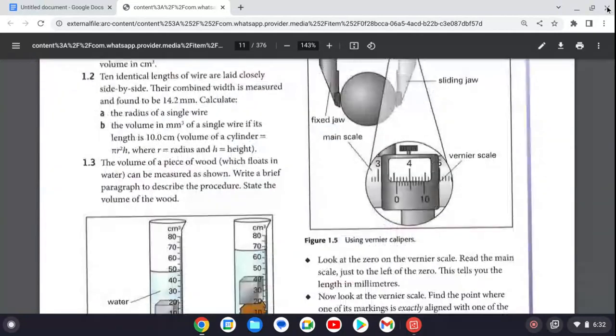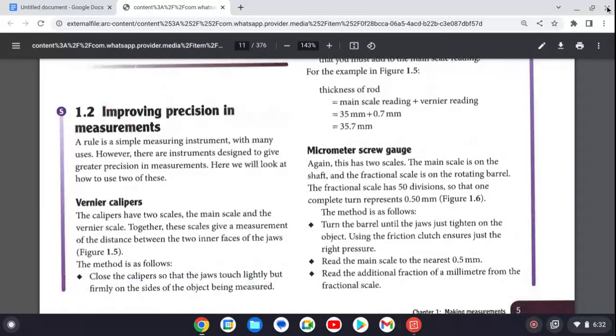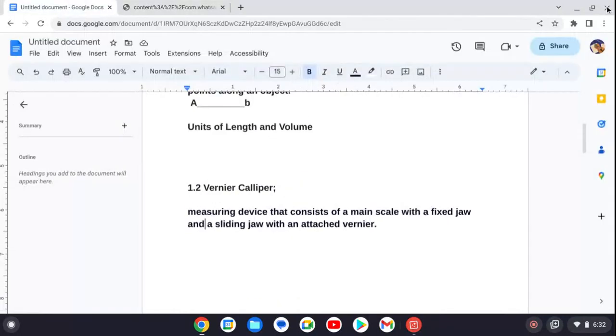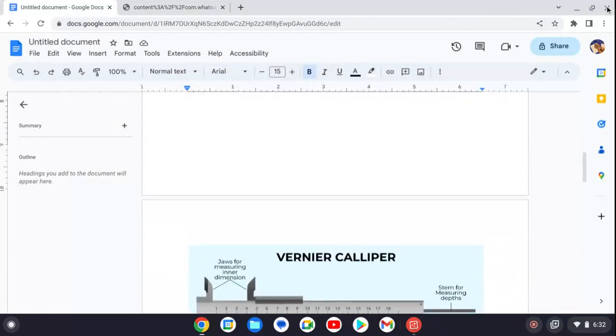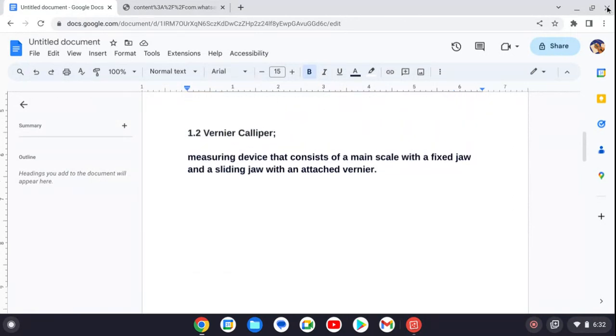Okay, so we have devices with which we can measure the thickness, the radius, the length, and the diameter of cylindrical objects. Okay, the first one is the vernier caliper. I hope that you are familiar with the vernier caliper, and I also hope that you might have done a practical with the vernier caliper.